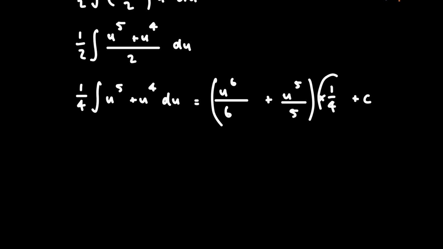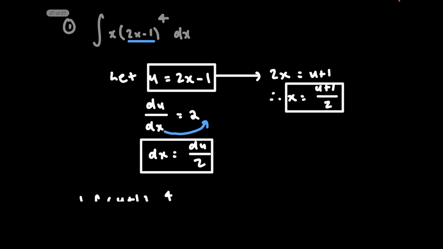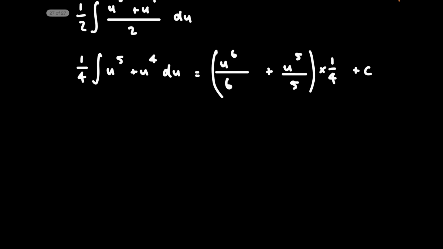And two things here. First, we do need to simplify out this half because it's not simplified. The second thing is we need to make sure that the u here is actually x, because the original question had x in it, so we can't just leave our final answer in terms of u. So we know that u is simply equal to 2x take 1. So I'm going to replace all of the u's in my final integral with 2x take 1.